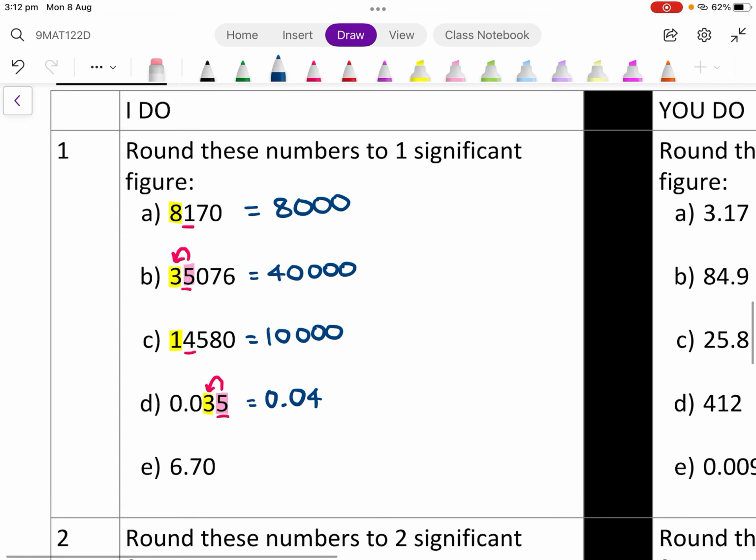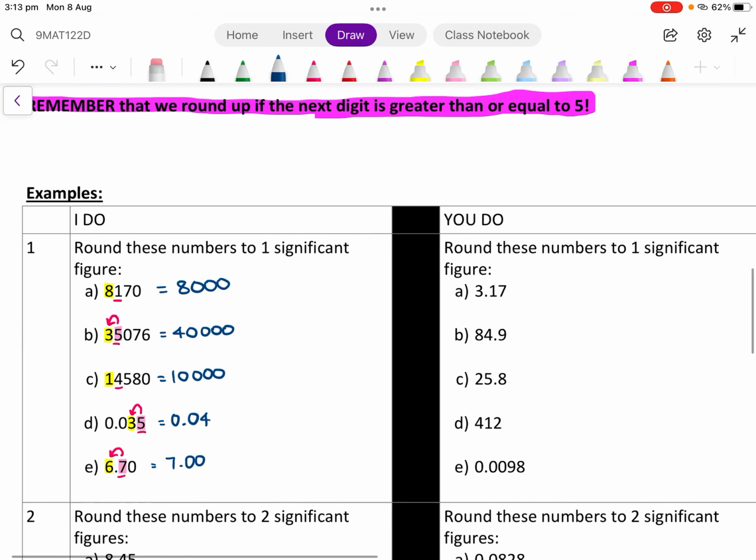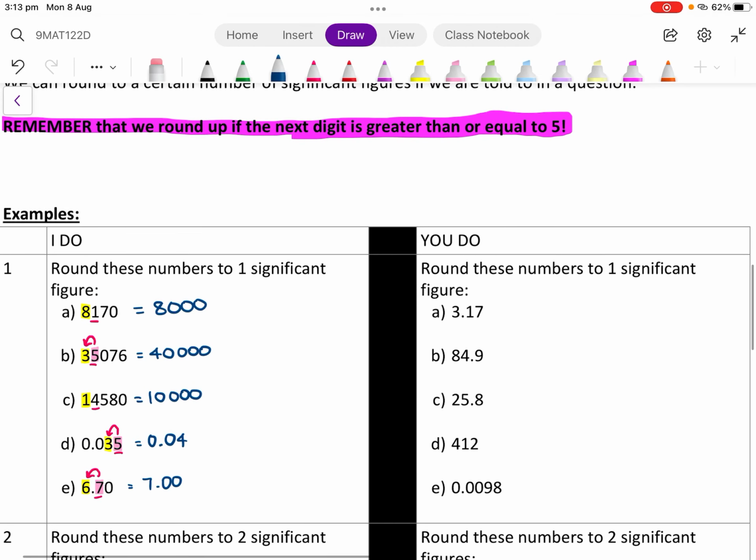In E, we're rounding to one significant figure still, so we have our 6. We look at the digit behind it, which is a 7. Now, because our 7 is greater than or equal to 5, we have to round up our 6 so that it becomes a 7, and we have to write in any digits behind it as well. Pause this video and have a go at the you-do questions on your worksheet.